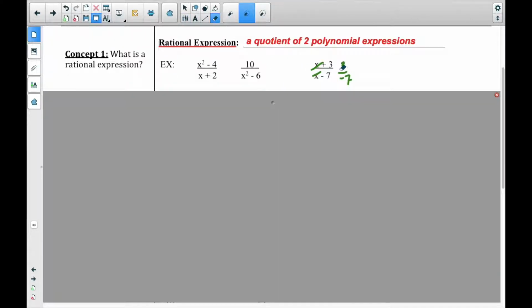Well, the answer is no. That is not how it works. You cannot just cross stuff out. You have to factor before you can cancel anything. So this does not simplify.